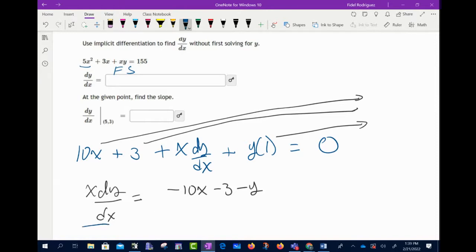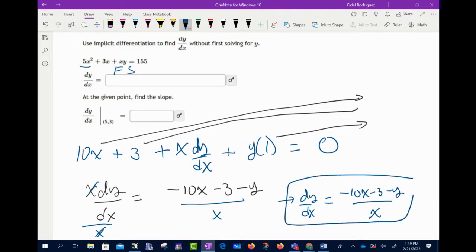And now we're going to divide both sides by x. So those will cancel. So we're going to have dy dx is equal to negative 10x minus 3 minus y all over x. We can't go any further, yeah. And then that's going to be my answer right there.